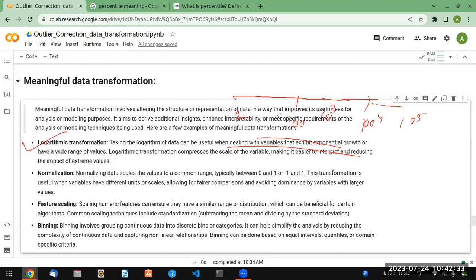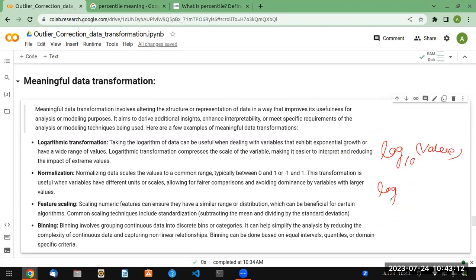What is the benefit of taking a logarithmic transformation in this particular case? Without it, you are writing 10 to the power 5 here, right? That means you have to write 1 followed by 5 zeros. But if you take the log of this, what will happen? Log of 10 to the power 5 is 5. So logarithm, log base 10 of the value.